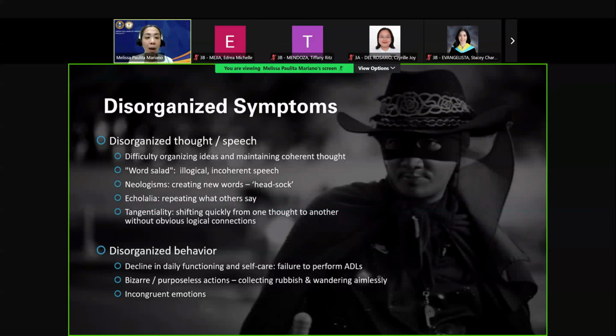Sometimes disorganized behavior can come with incongruent emotions. So walking around and being really, really upset, really angry, even though there's nothing to be angry about. Laughing when someone says something that is really, really sad. So this also tells us that there's a good deal of disorganization in the brain.